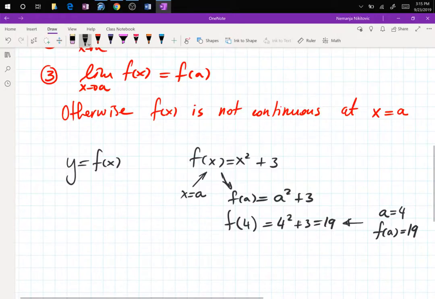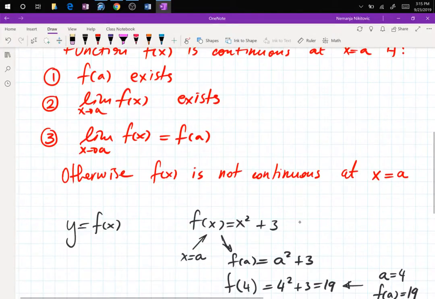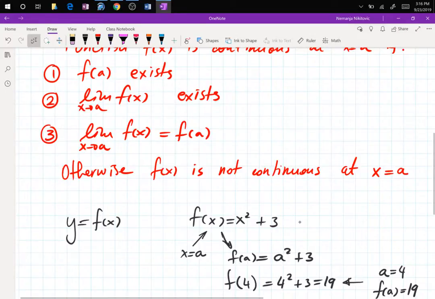So there is a difference between f of a and f of x, and I'm just going to write over here that f of x is not this. That's a bad thing to write, because we need the limit of f of x to be equal to f of a.